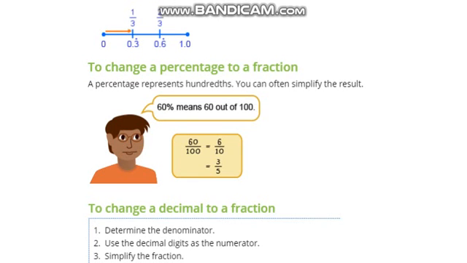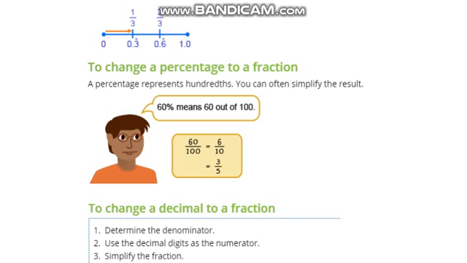Next, how to change a percentage to a fraction? A percentage represents hundreds, so you can often simplify the result. For example, 60% means 60 out of 100. So we can write 60% as 60 over 100, and we can simplify it by dividing both the denominator and numerator by 10. So we have 6 out of 10. We can simplify again, so we have 3 out of 5.